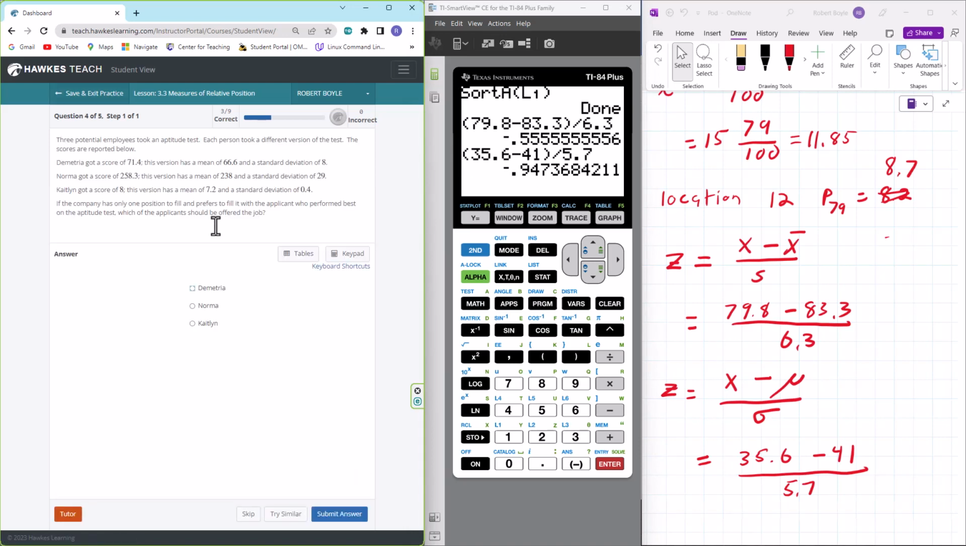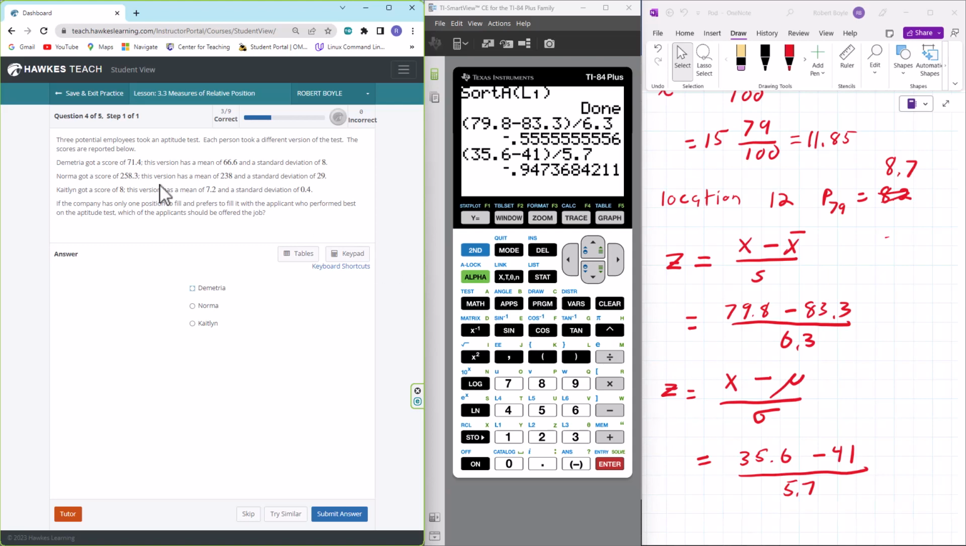All right. And now for this one, we actually had to compute 3 z-scores. Let's go ahead and walk through this just for a second. 3 potential employees took an aptitude test. Each person took a different version of the test, and the scores are reported below. Demetria got a score of 71.4. Her test had a mean of 66.6 and a standard deviation of 8. Norma got a score of 258.3 with a mean of 238 and a standard deviation of 29. Caitlin got a score of 8 with a mean of 7.2 and a standard deviation of 0.4.